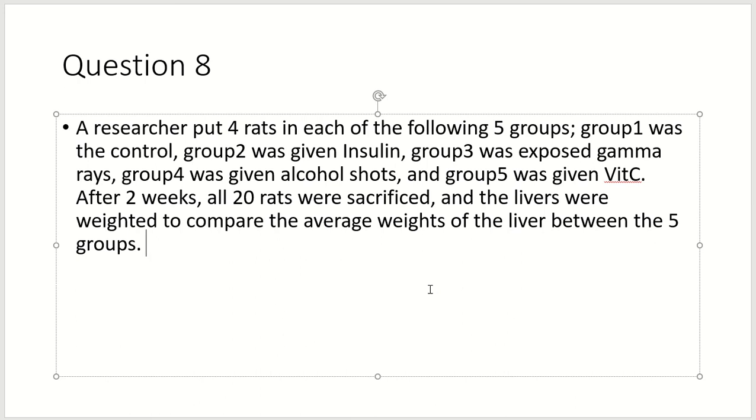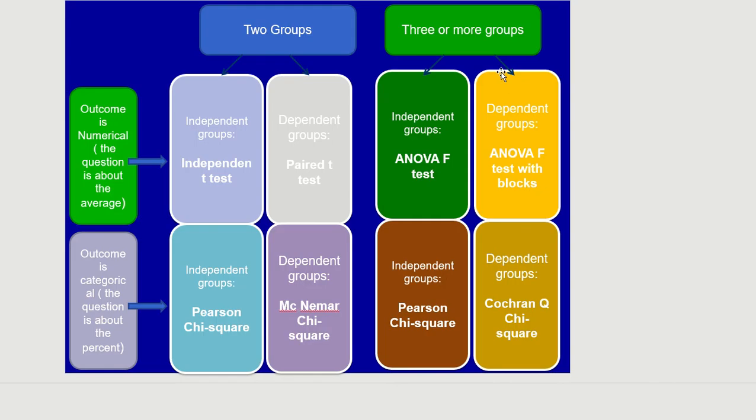So again, our 3 questions: how many groups do we have? We have 5 groups. Are they the same rats, or is there any kind of pairing or matching? No, there's nothing. And what is our outcome variable? The weight of the liver. So what test do we use? So you have 3 or more groups. They're independent, they're not the same, and your outcome is numerical. The weight is numerical. So you're going to use the ANOVA F-test without blocking.